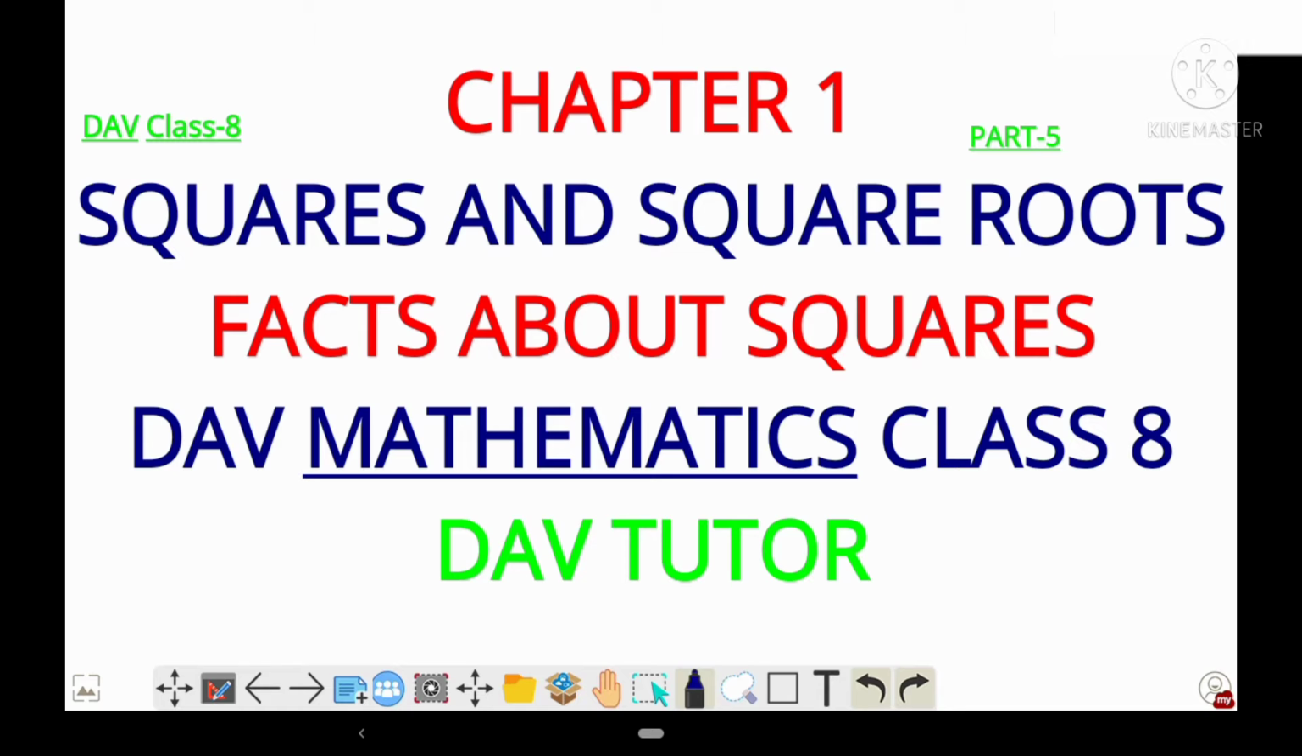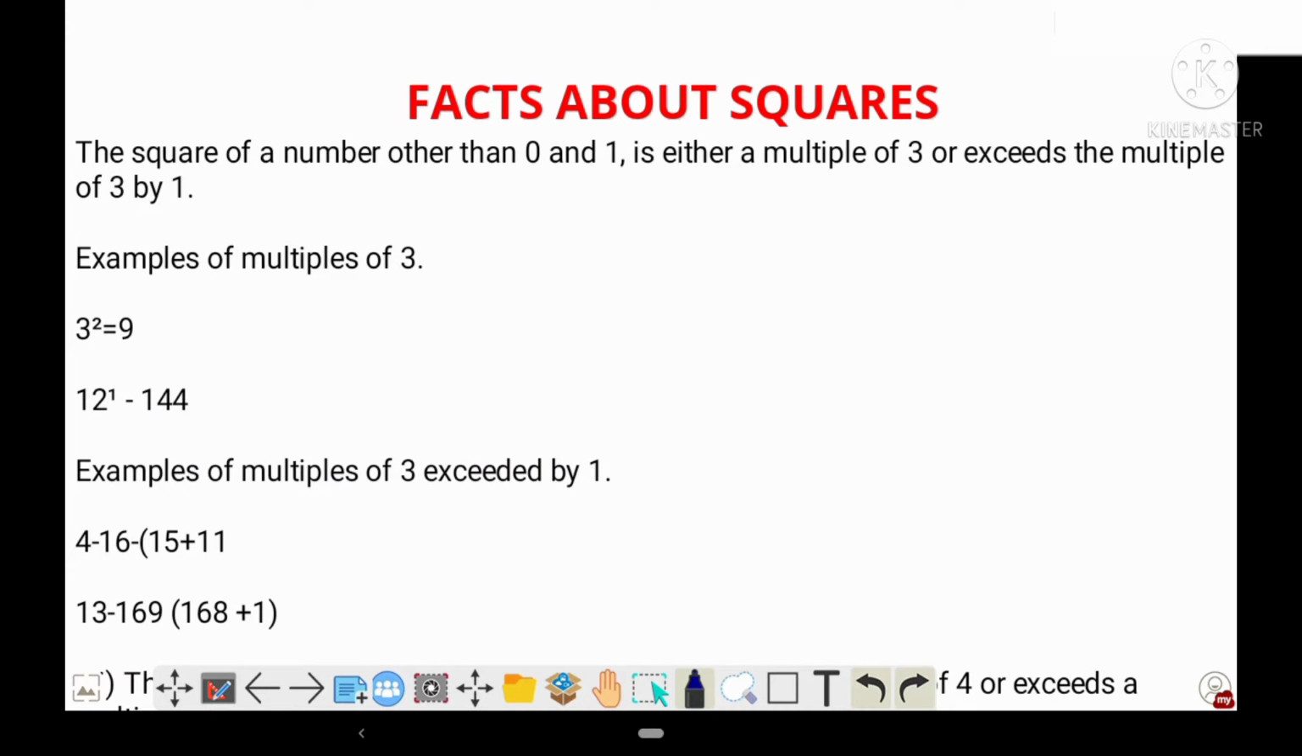Tutor. This is part 5 where we were discussing the facts about squares, right? So in this video we will be learning the next facts, which are given in the class 8 DAV book, chapter 1, squares and square roots. So let's start.